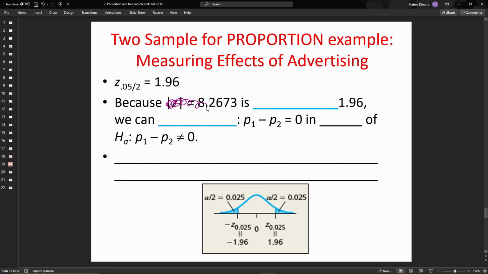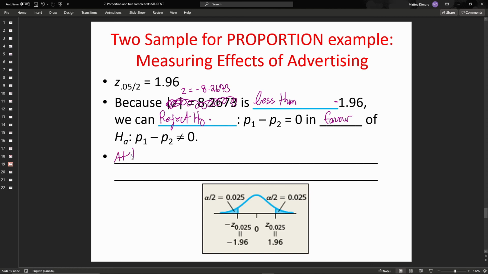So I'm just going to say because Z is equal to negative 8.2673, and that is less than negative 1.96, we can reject H0. Remember, H0 was that P1 minus P2 was 0, or P1 equal P2, right? So in favor of HA, what's our conclusion?